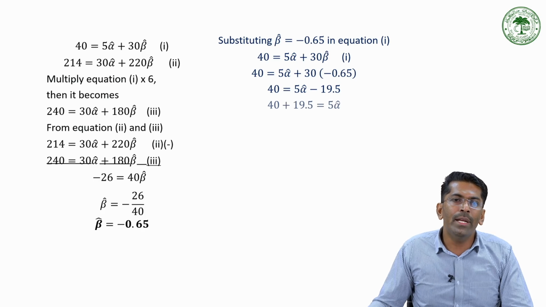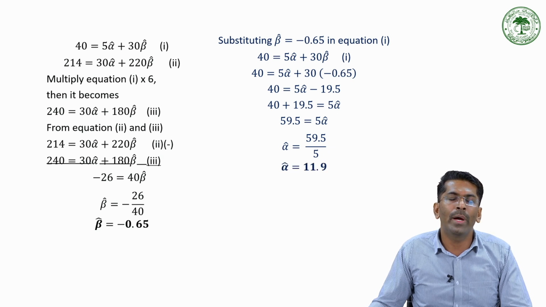Now I am going to isolate alpha, taking this term to the right side, so it will become plus 19.5. So 40 plus 19.5, which is equal to 59.5, which is equal to 5 alpha hat. Alpha hat is equal to, dividing both sides of the equation by 5, 59.5 divided by 5, which is equal to 11.9.